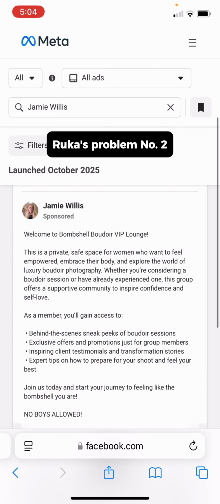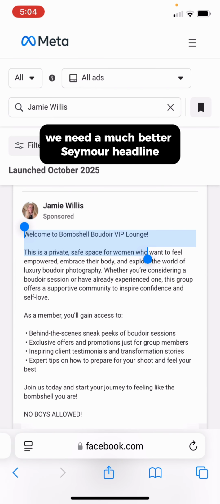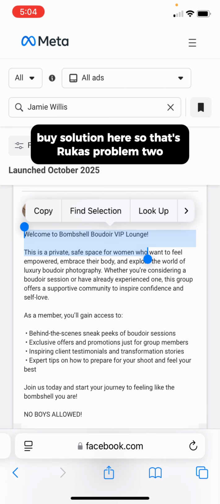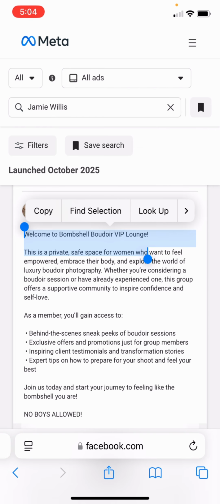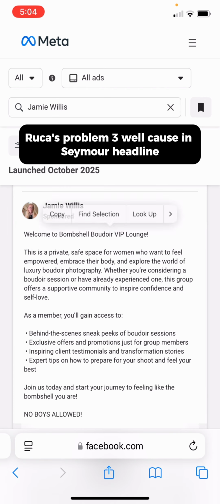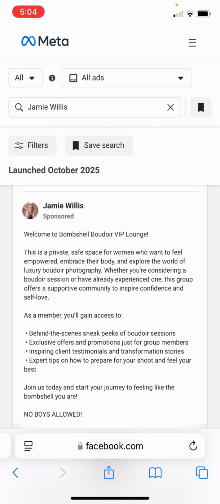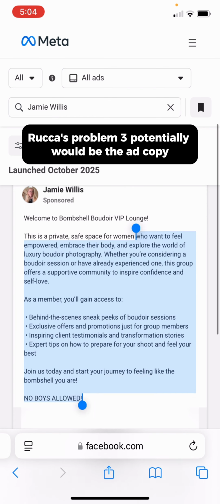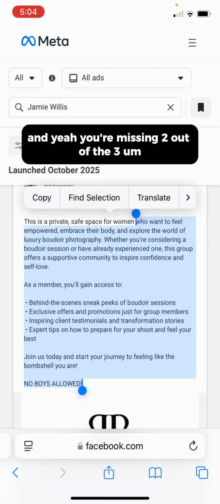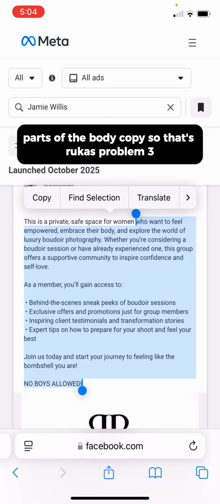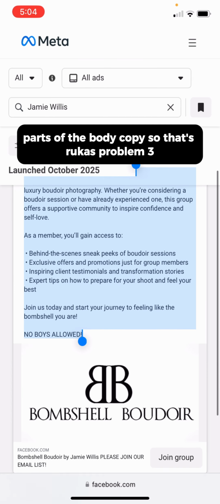Root cause problem number 2, we need a much better see more headline that's actually relevant to people, not just a solution. Do you want a solution? Buy a solution here. So that's root cause problem 2. Root cause problem 3, well, because in the see more headline you get 0 out of the 4 specific attributes. Root cause problem 3 potentially would be the ad copy. And yeah, you're missing 2 out of the 3 parts of the body copy. So that's root cause problem 3.